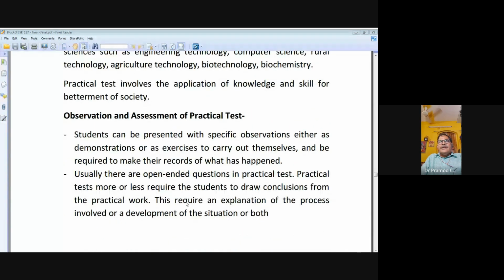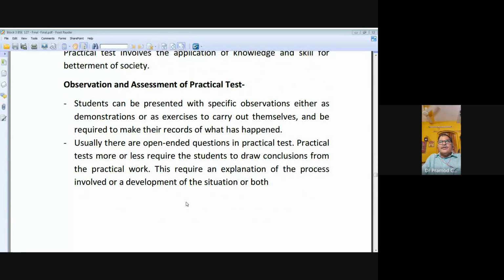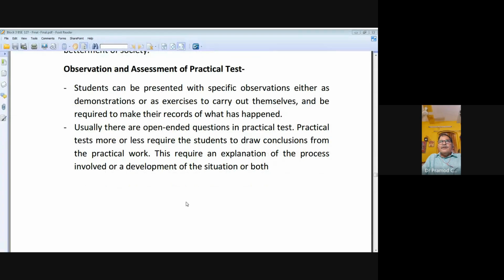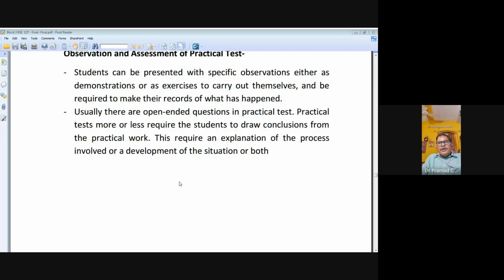Then observation and assessment of the practical examination. Here the teachers ask questions that are open-ended. Practical tests more or less require the students to draw a conclusion about the practical work. When you ask the question, you must have the patience to listen. And ultimately, the required answer you must record in the practical report, so that definitely you can draw a conclusion.